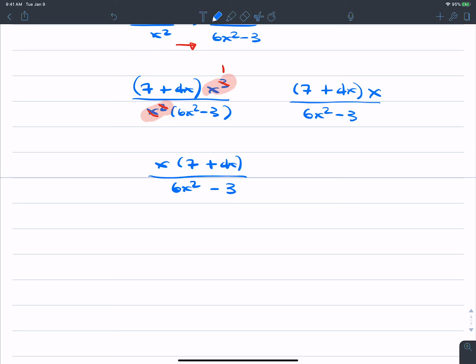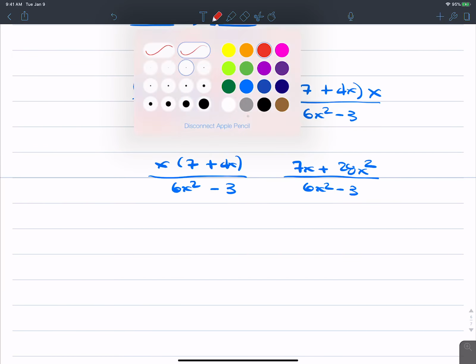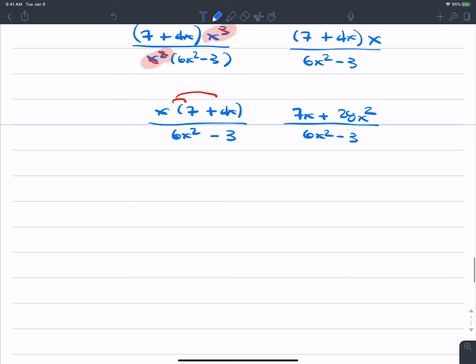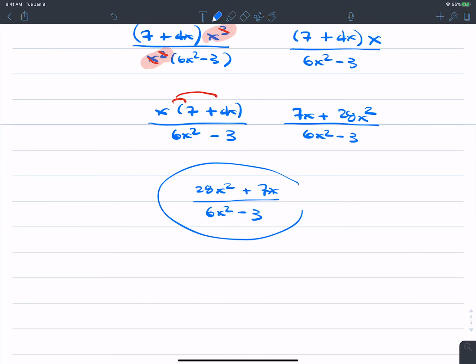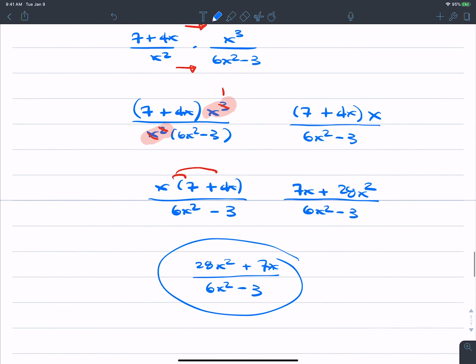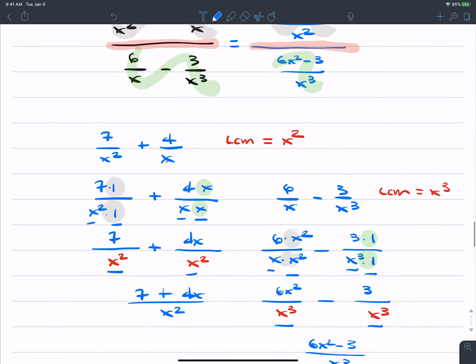Now here nothing cancels, but you can also see this answer as 7x plus 28x squared over 6x squared minus 3, because you've chosen to distribute. You can also switch the order of the numerator, and you end up here with 28x squared plus 7x over 6x squared minus 3. So here's your final answer. And this is question number 11.